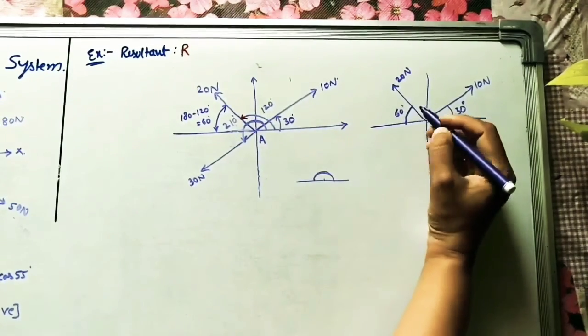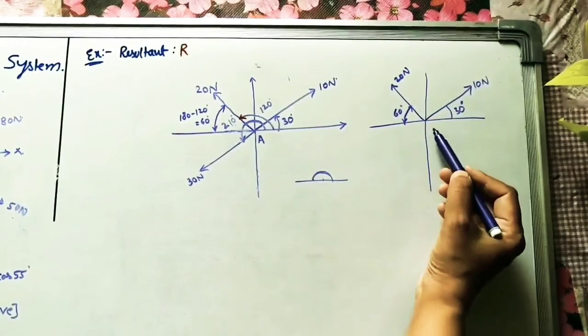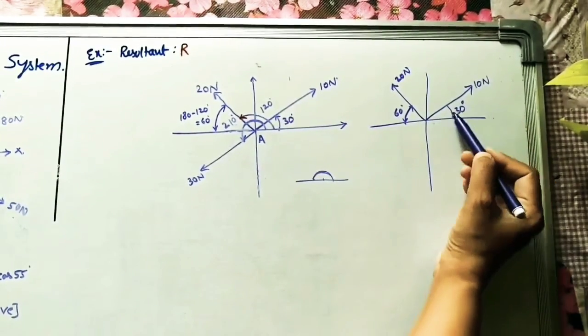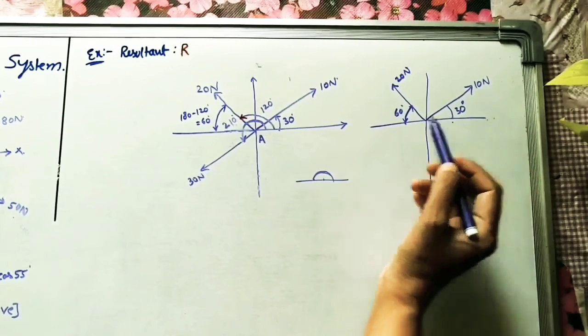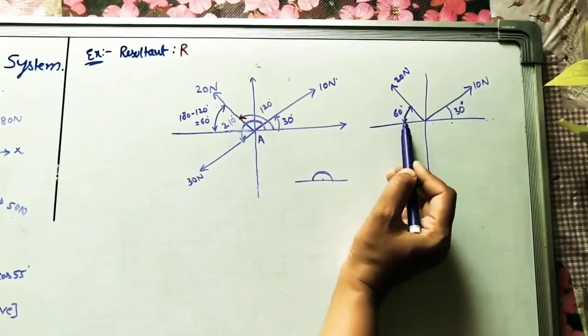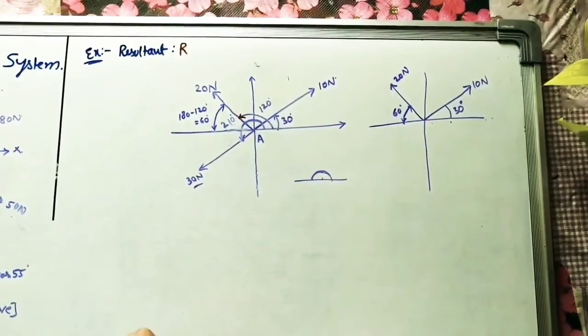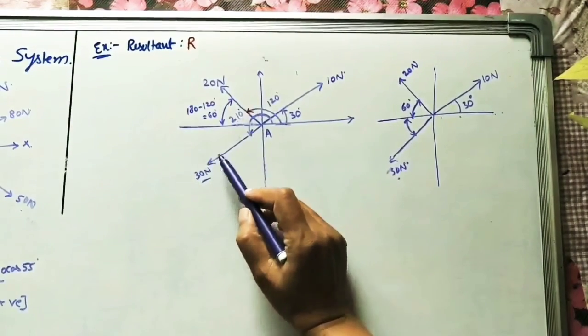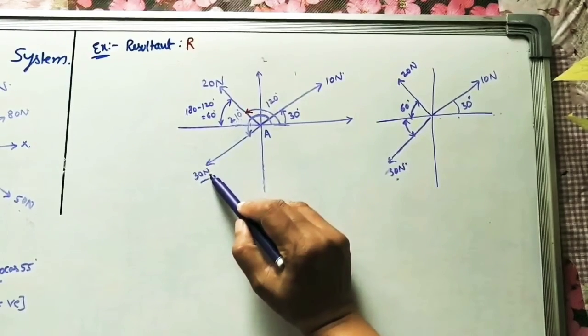So remember, the position of the angle is always like this: if the force is in the first quadrant, take the angle with the horizontal in this line. If the force is in the second quadrant, take the horizontal angle like this. And the third force is 30 Newtons. Now this is the third force, 30 Newtons. It is making a total of 210 degrees. It is in the third quadrant.